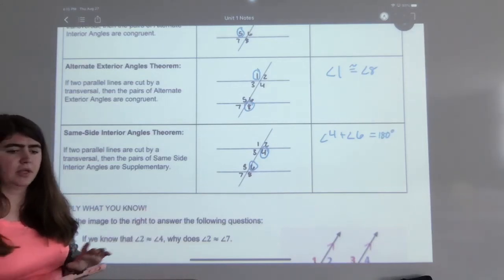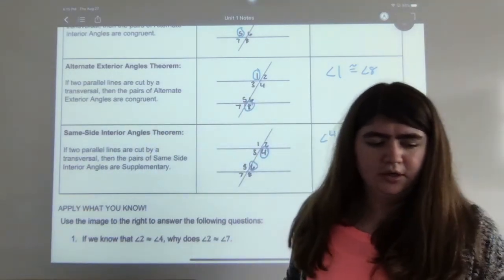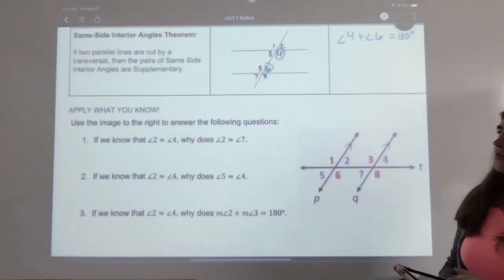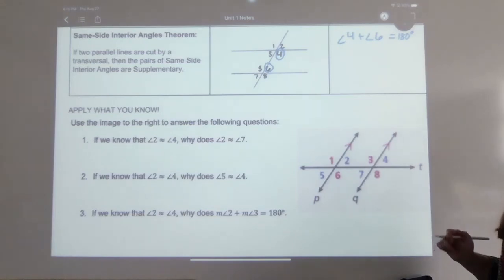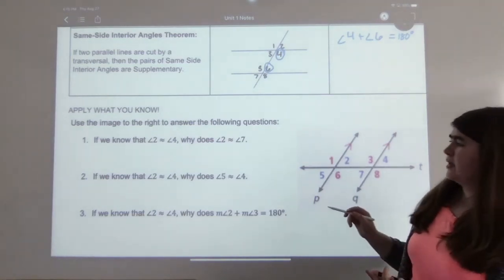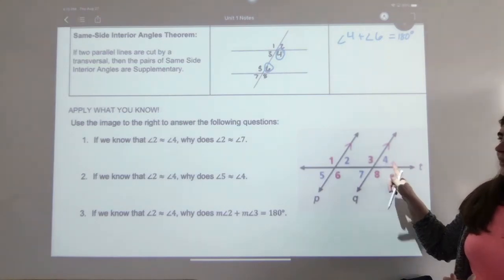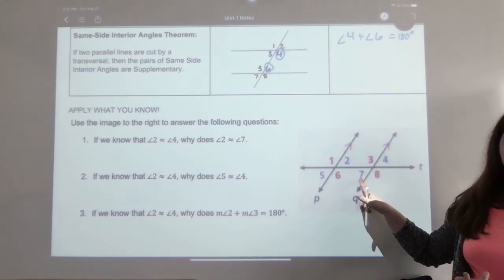All right, so let's go ahead and take a look at an example here. We have this apply what you know section. It says to use the image to the right over here to answer the following questions. Number 1, if we know that angle 2 is congruent to angle 4, why is angle 2 also congruent to angle 7?